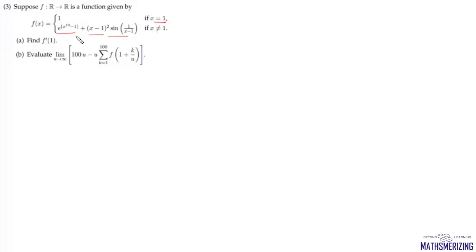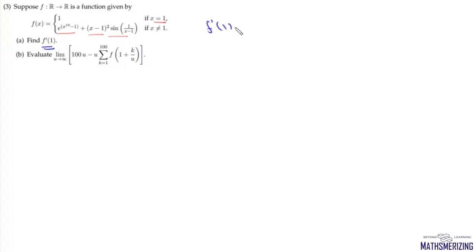Now first we'll check its continuity at x equal to 1. So value at 1 is 1. If we put the left hand limit or right hand limit, it will be e to the power 0, which is 1, and then it is 0 into sine infinite, which again is 0. So this function is continuous at x equal to 1. Now we'll find its derivative at 1.